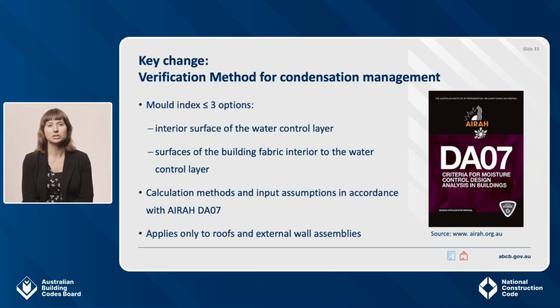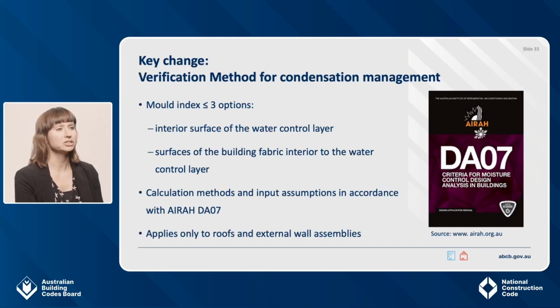The method now includes quantified targets for allowable condensation risk. The target is a mould index of less than or equal to 3, as defined in ERA DA07. ERA DA07 is the criteria for moisture control design analysis in buildings and is an NCC reference document. The mould index is simply a measure of mould growth potential.